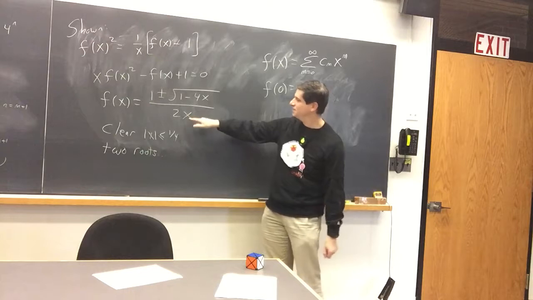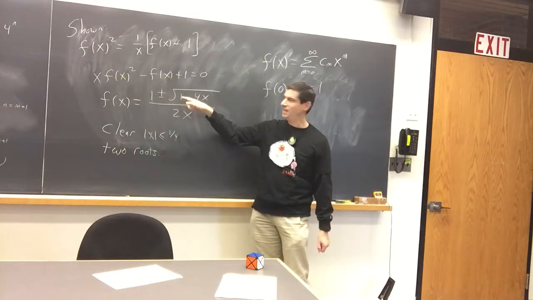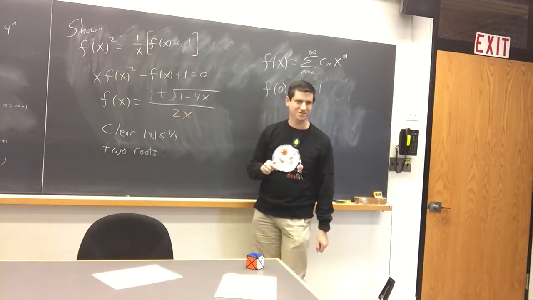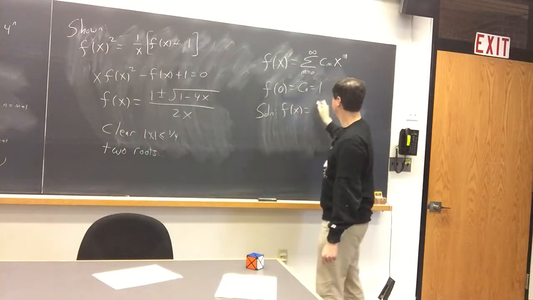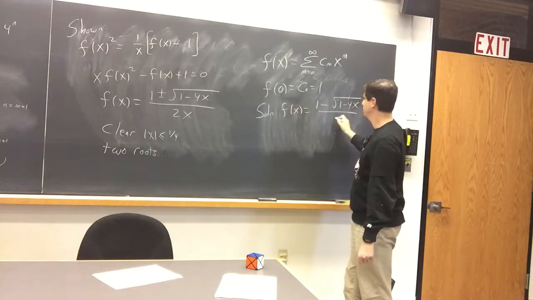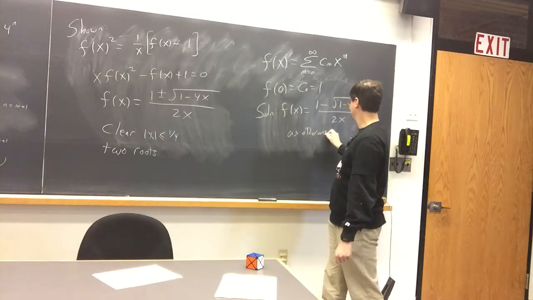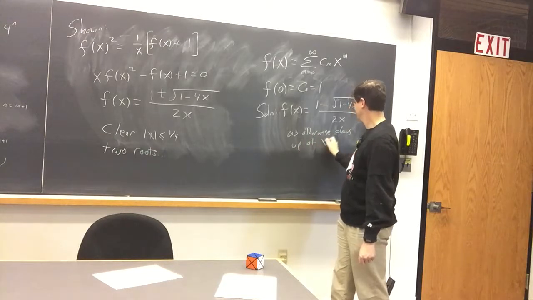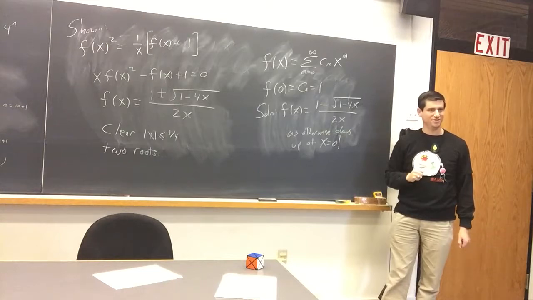So notice that if I take x equals 0, I've got 1 plus or minus 1. If it's 1 plus 1 over 0, it blows up. So it's got to be 1 minus. So the solution is f of x equals 1 minus the square root of 1 minus 4x, over 2x, as otherwise it blows up. So now we know the generating function.